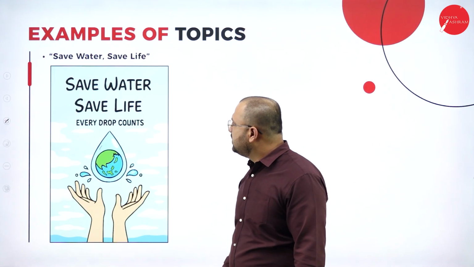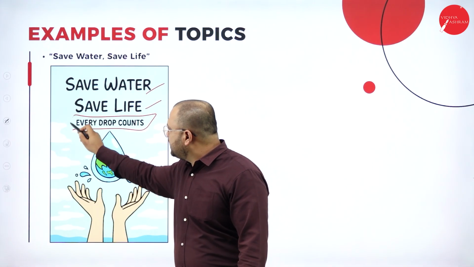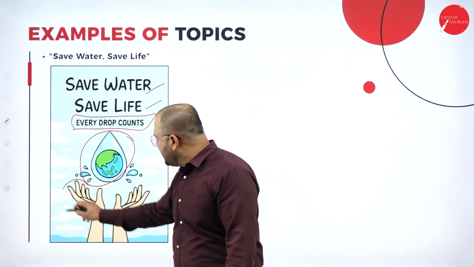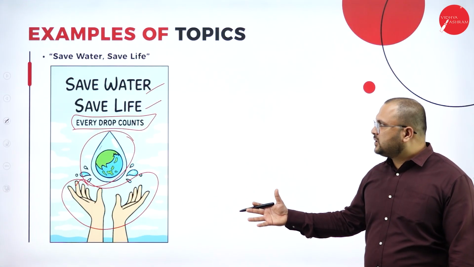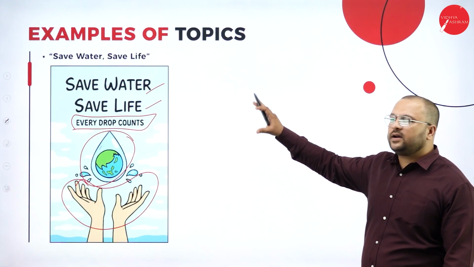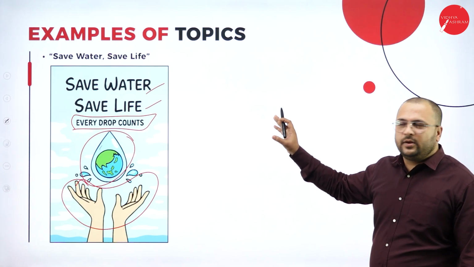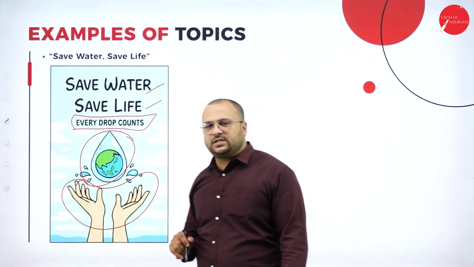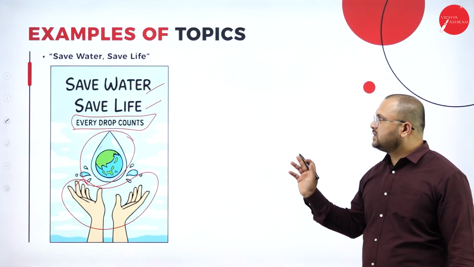Therefore, simple words. Save water, save life. Every drop counts. This is the important thing. So everything is in bold. A picture, that means these hands, they reflect the need of water. It is essential for life. So a picture like this, you should draw a small picture like this. You need not explain, but you have to write all these important things here. If you have a catchy quote, then you write it here. So this is regarding save water, save life.